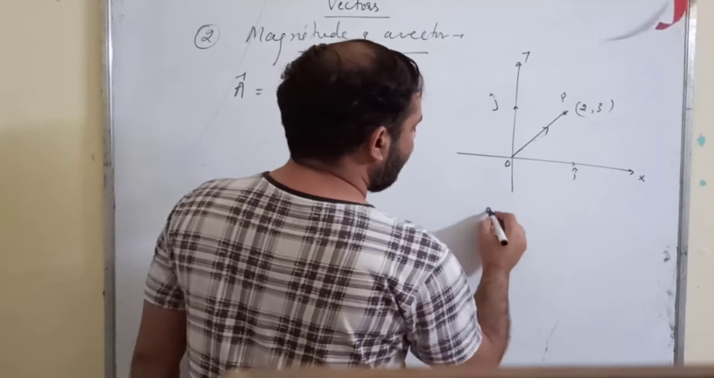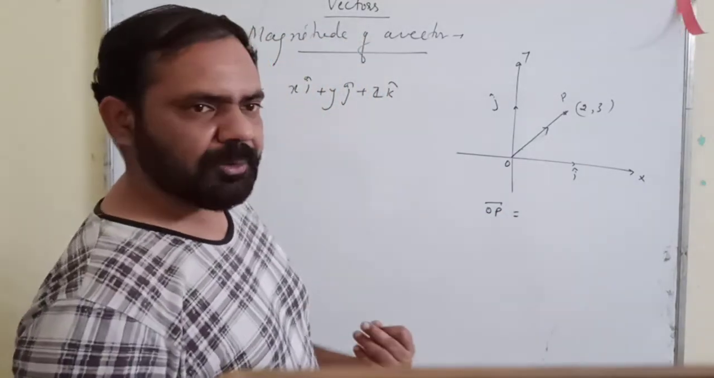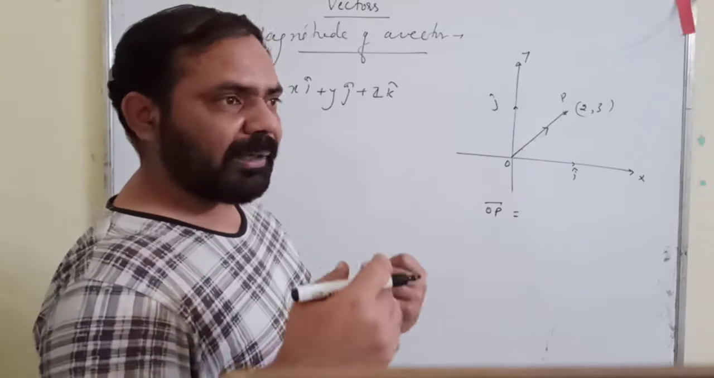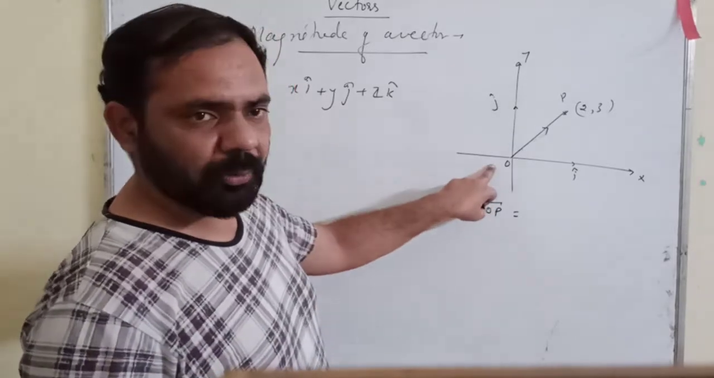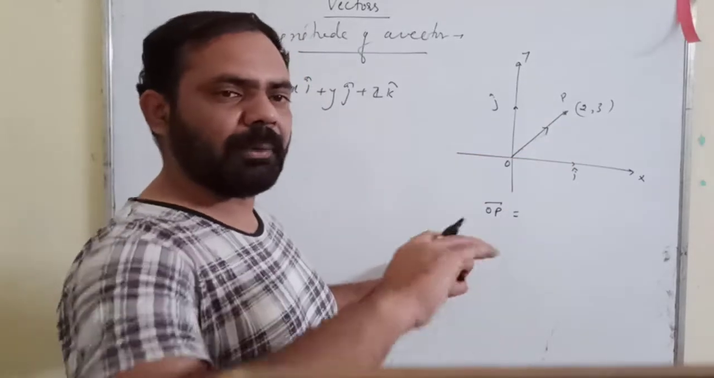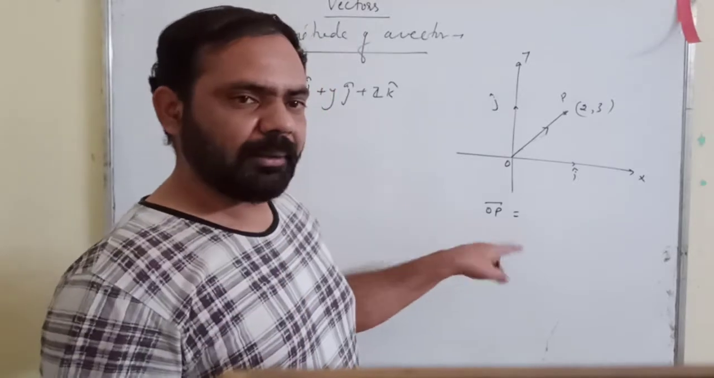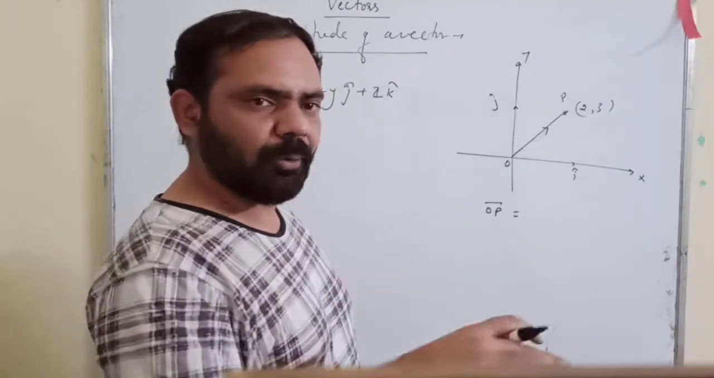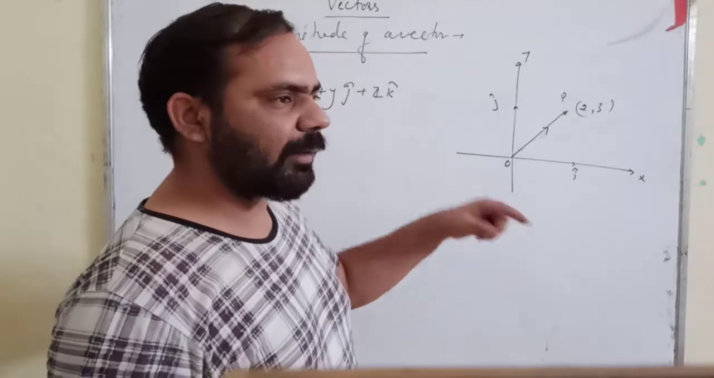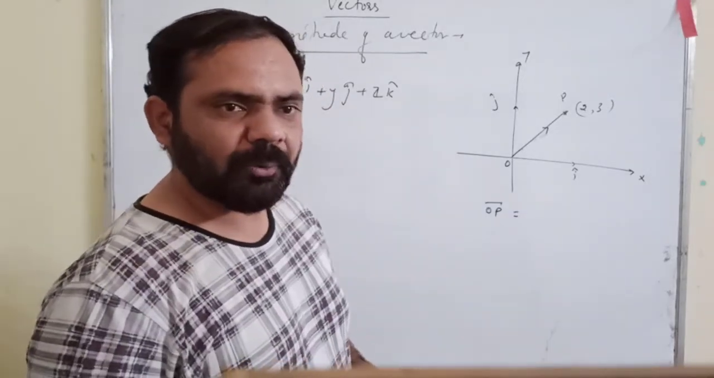Suppose, now tell me what will be the OP vector. How you will get this OP vector? OP vector means the starting point of the vector is O and the terminal point is P. If I am writing PO vector, then it will be reversed. Okay, the starting point would then be P and the terminal point would be O. So now here OP vector is a vector from O to P. It will take you from O to P.